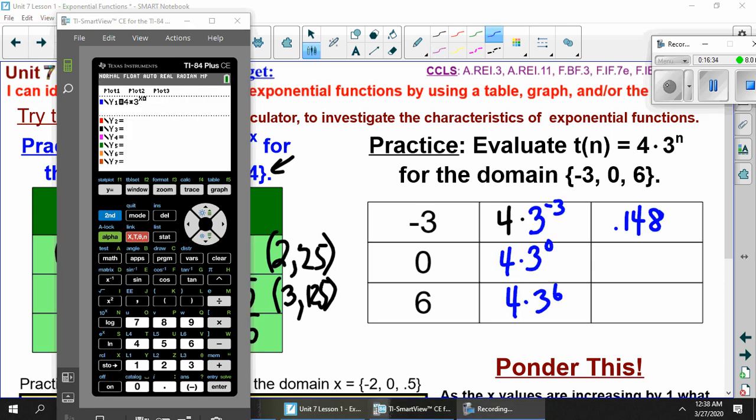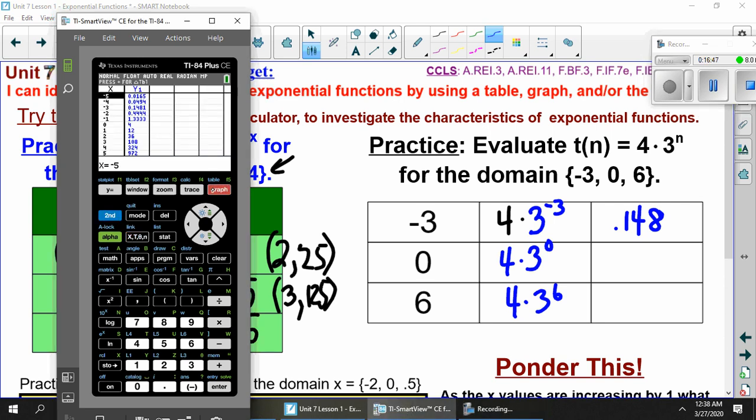So for this one right here, say I'm getting lazy and I don't want to input the 0 and I don't want to input the 6 every single time. I just put this into the y equals. Then I press second function and graph, which will give me the table. So -3 is 0.14, and you can round it.